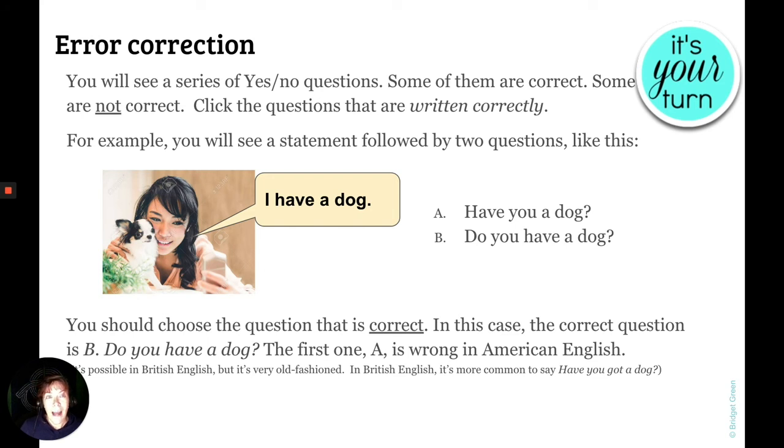The first one, A, have you a dog, is wrong in American English. Now, it's possible in British English, but it's very old-fashioned. In British English, it's more common to say, have you got a dog? So have you a dog? If you say it, not correct. So what you need to do is choose the one that's correct.